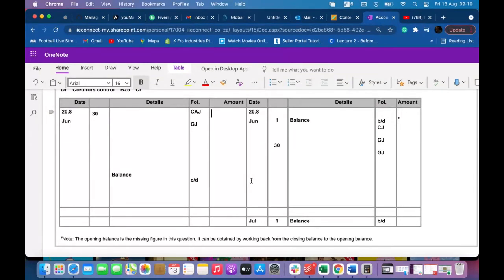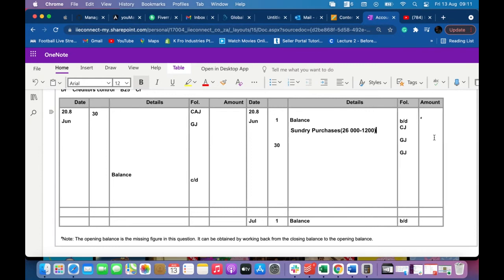So what we then need to do is say, okay, cool. What is the current total on the creditor's journal? Is this 26,000? So we come here, write sundry purchases, and in brackets we then write 26,000 minus how much? 1,200. I think we have enough space to stretch this. So then the total that we should have over there, let's leave it for now because we don't know if we have any other calculations that need to take place. We'll punch those in at the end.